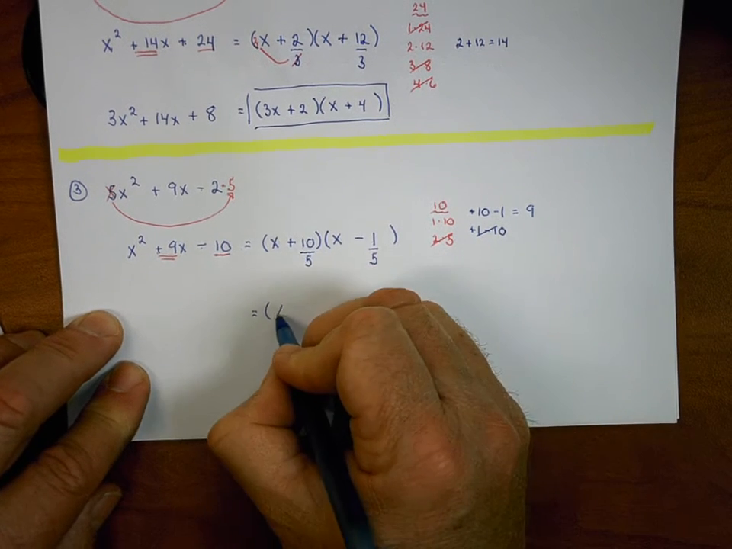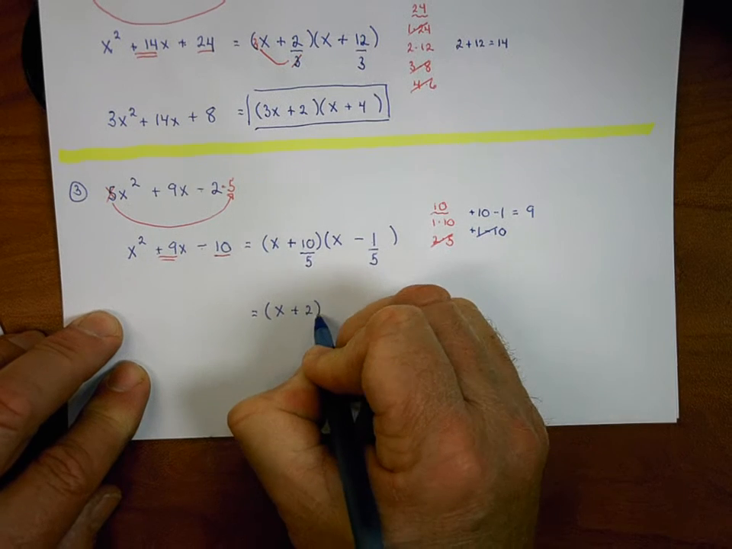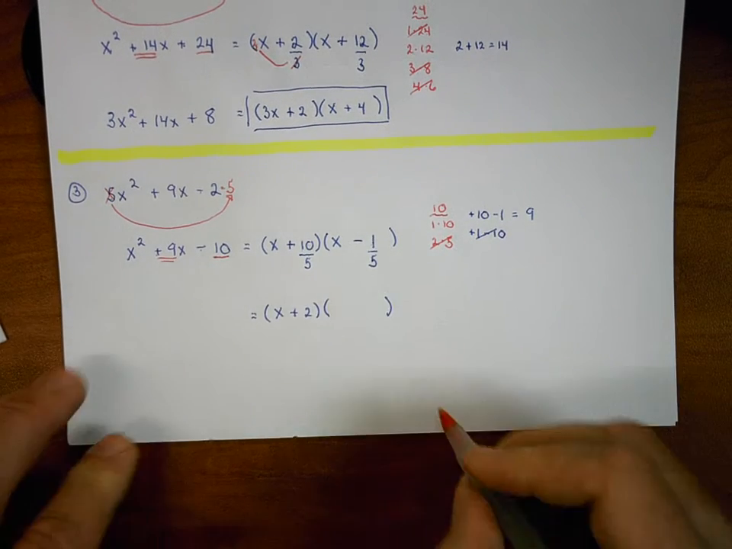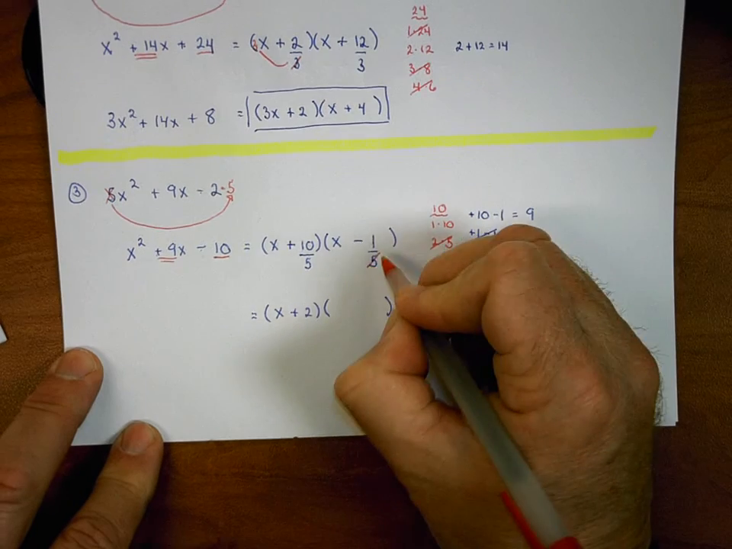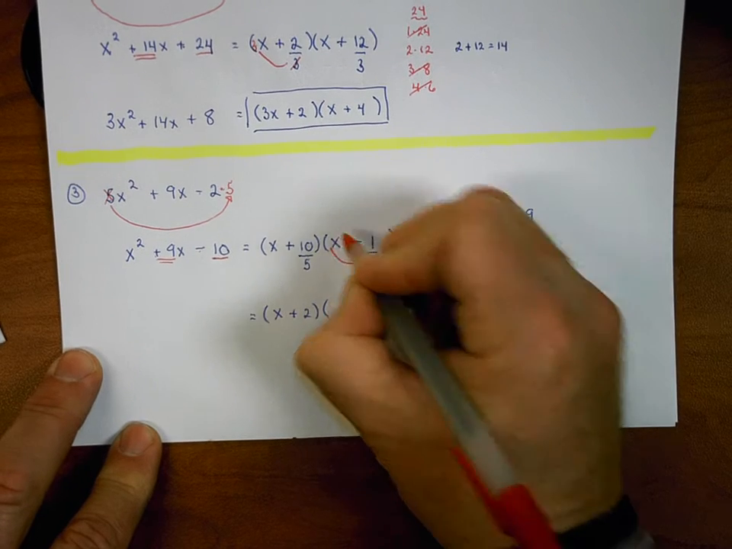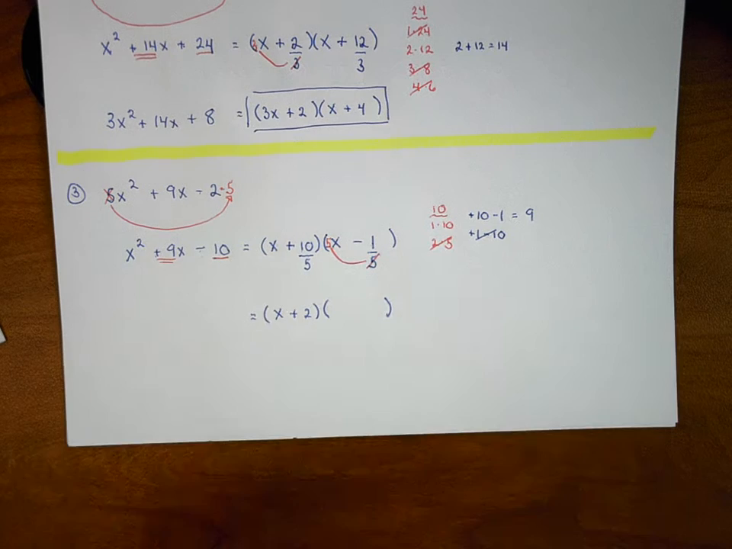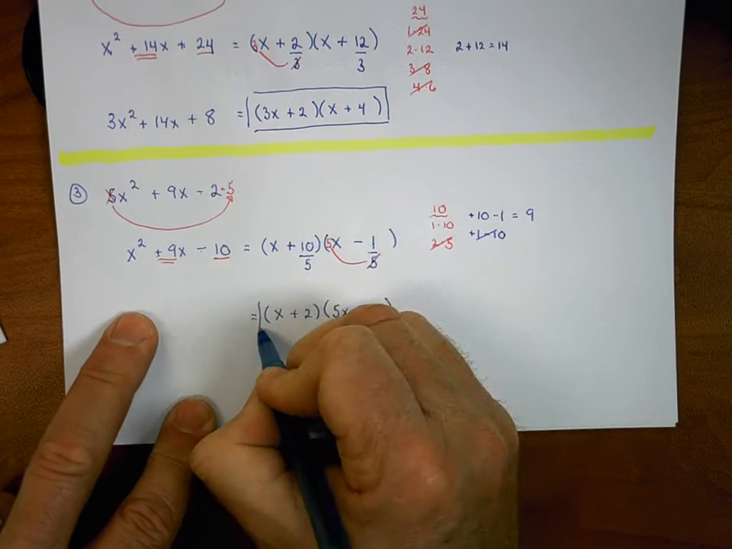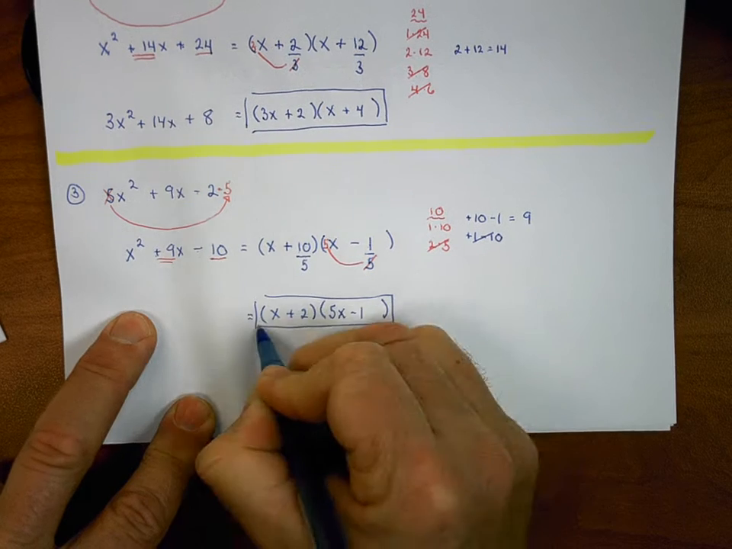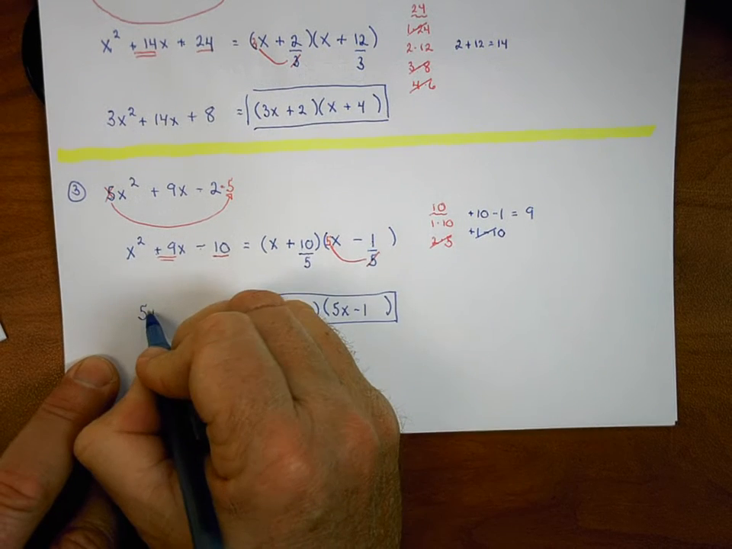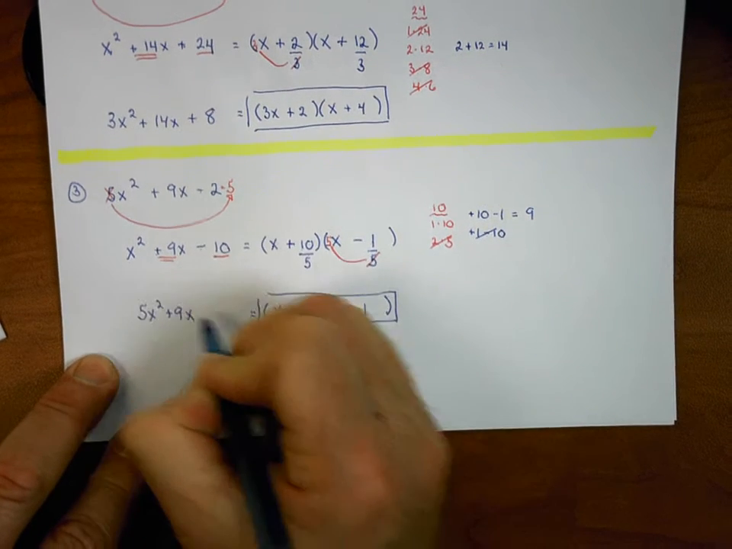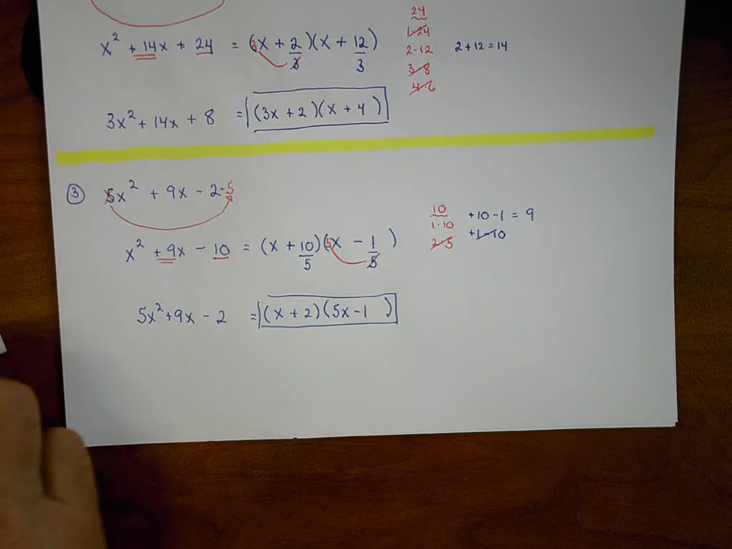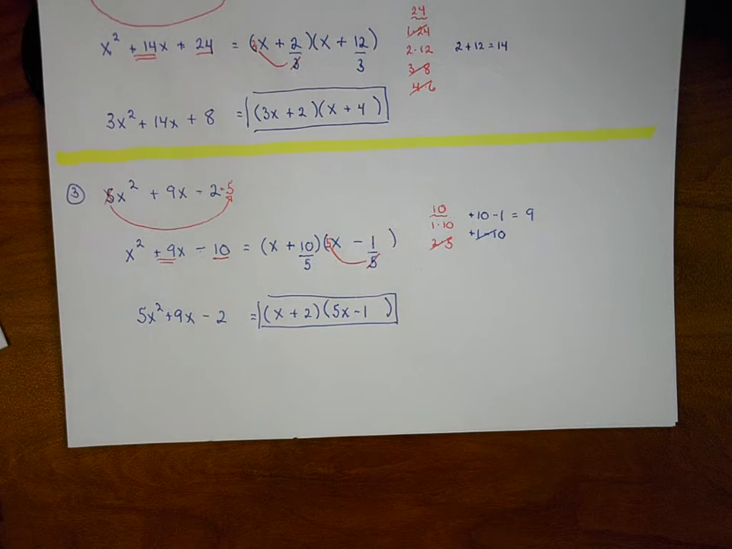X plus 2. The second parentheses, does 5 divide evenly into 1? No. So what do we do with it? Cross it out. Move it so it goes in front. And my second parentheses becomes 5x minus 1. Okay? That would be my factored form of 5x squared plus 9x minus 2. Okay, and we're done. You're going to have worksheets like this that you're going to do, and hopefully you could refer to your notes.